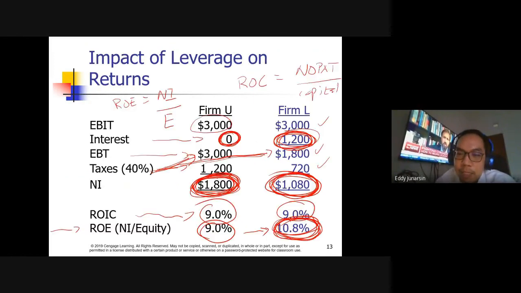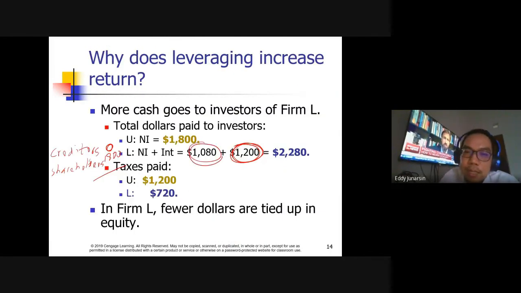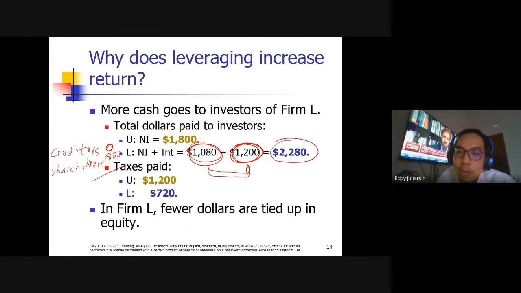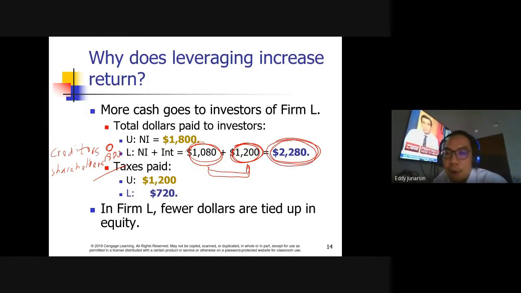Okay, and then how much is enjoyed by our owners or stockholders? This one, right? The net income. So supposedly this would be distributed as dividends or retained as retained earnings. So 1,080. Okay. If you add them together, you get 2,280. I see. So the levered firm offers more free cash flows to all investors in combination, while the unlevered firm only provides 1,800.